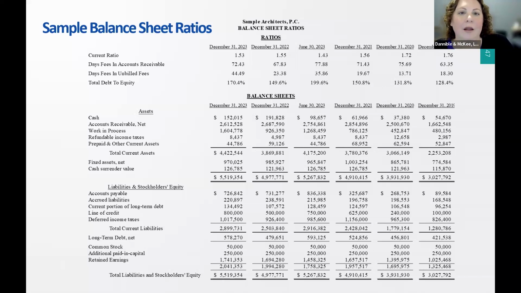It's fine. But you can add up at the top very easily your current ratio, your days fees, your days in unbilled, your debt to equity. These are all really easy ratios that you can do by putting these in Excel. And this will be calculated on a monthly basis, on a quarterly basis, however you want to handle it.